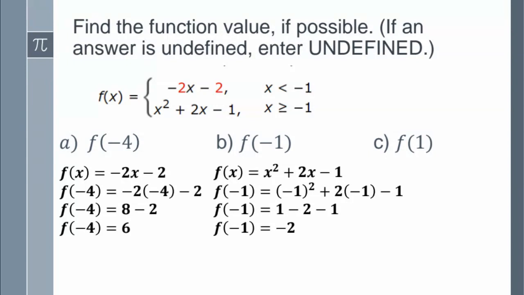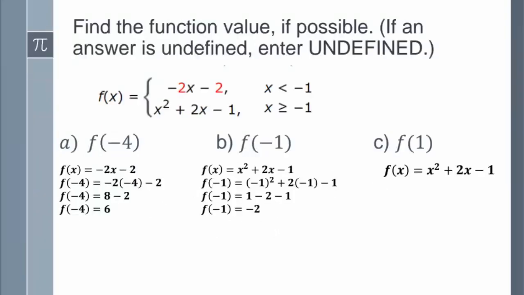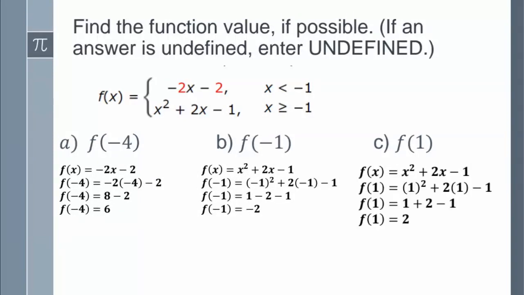All right, let's look at the last one, C, f of 1. Here we see that it applies to the second one. 1 is greater than or equal to negative 1. So this 1 will apply again to the second function only, x squared plus 2x minus 1. Everywhere we see x, we just plug in 1, and that's going to give us a value of 2.